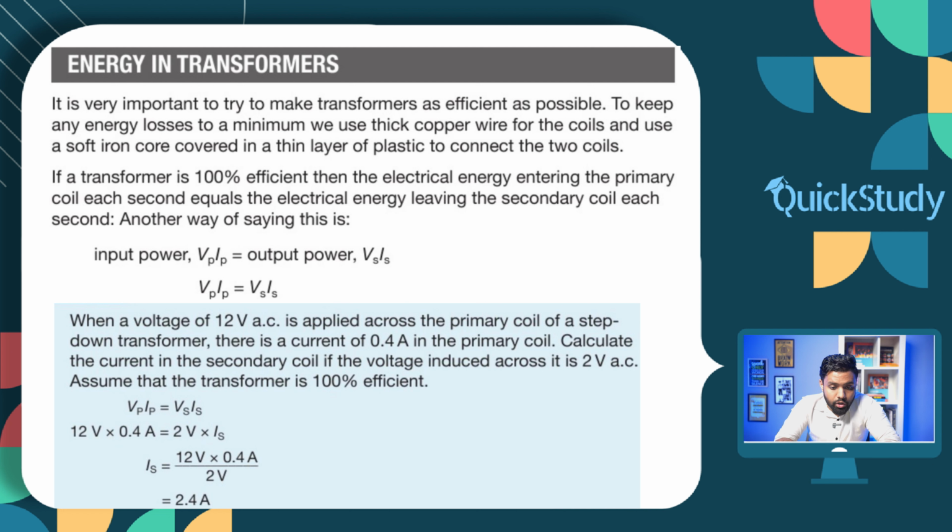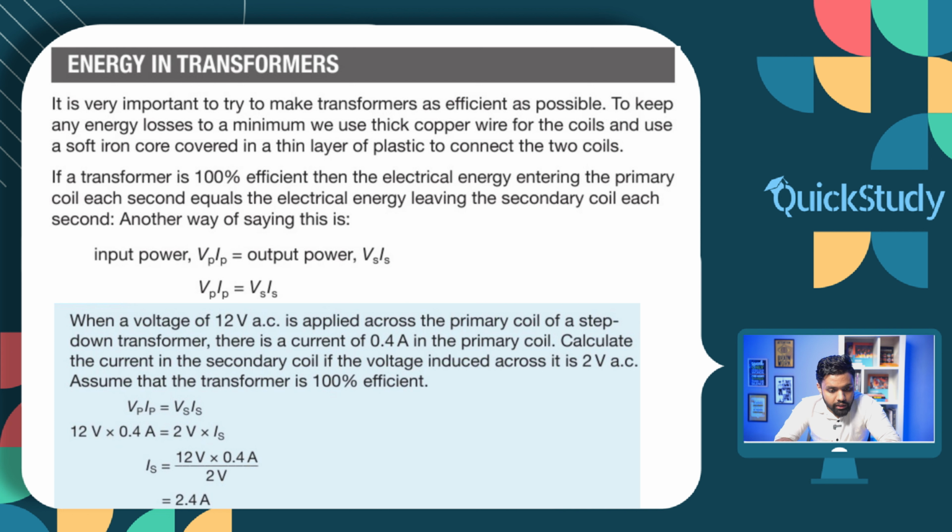When a voltage of 12 volts is applied across the primary coil of a step-down transformer, there is a current of 0.4 ampere in the primary coil. We have to calculate the current in the secondary coil if the voltage induced across it is 2 volts. We have to assume that the transformer is 100% efficient. We must keep in mind that in our mathematical problems, we have to assume that the transformer is always 100% efficient unless they have said something different.